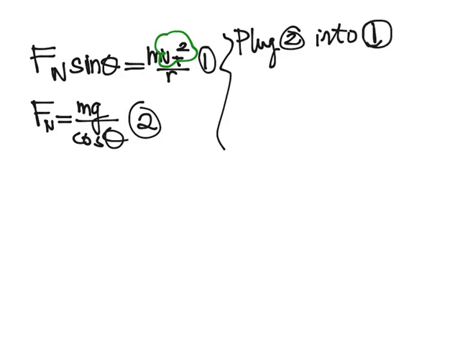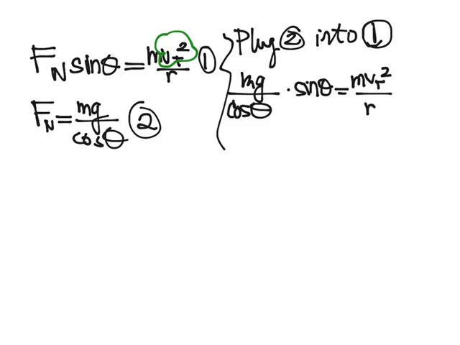Because I've solved for Fn, I can write mg divided by cosine theta, times sine theta, equals mVt squared divided by r. I'm going to divide both sides by m, and you can just put something in the denominator, that's the same thing as dividing. So I'm canceling out my m's. And then the last thing I need to do is get rid of this r, so I multiply both sides by r.